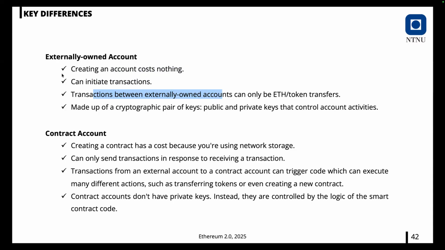And it can only be created by an externally owned account, like the initial part, and can only send a transaction in response to another transaction. So a contract cannot initiate a new transaction, but it can do a transaction when an incoming transaction happens. So it's sort of like a chain. So if I have a contract, so this is a contract, and then I have some externally owned account, and I have another contract.